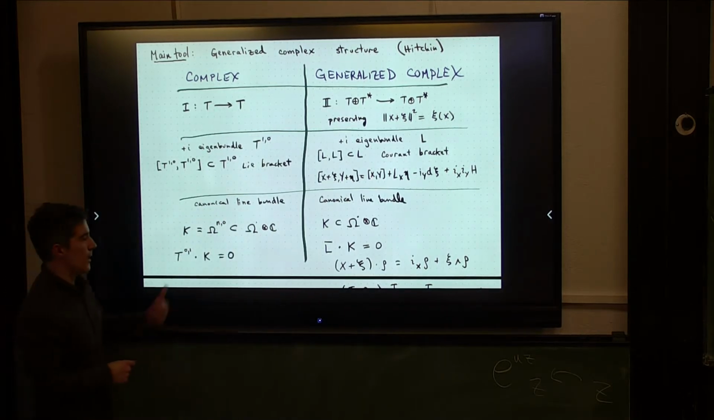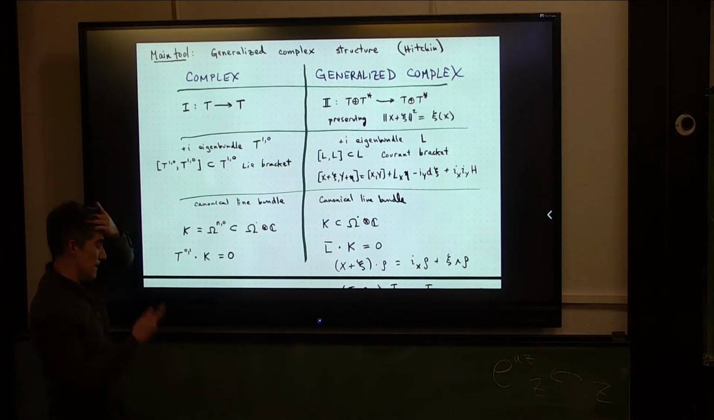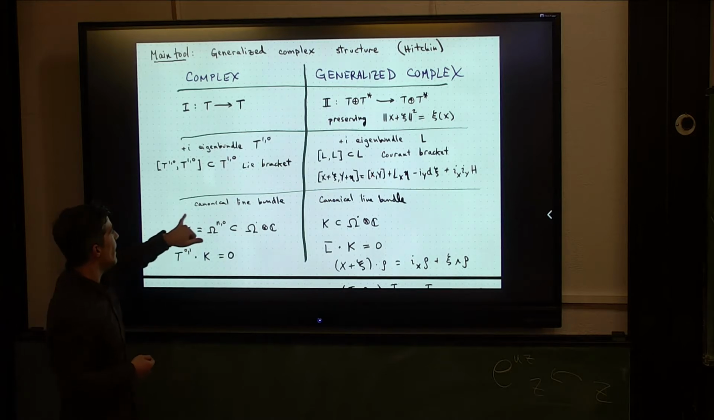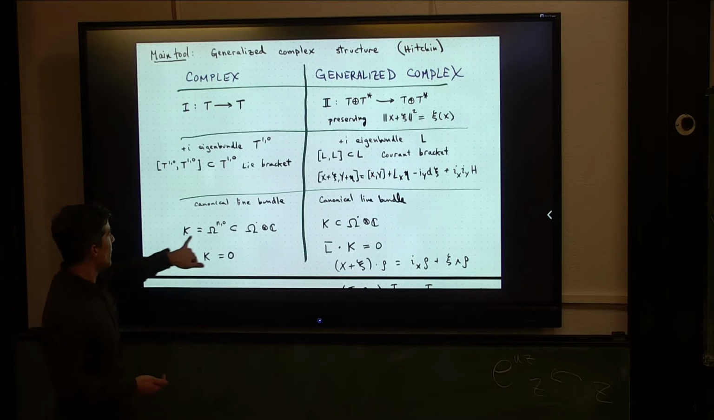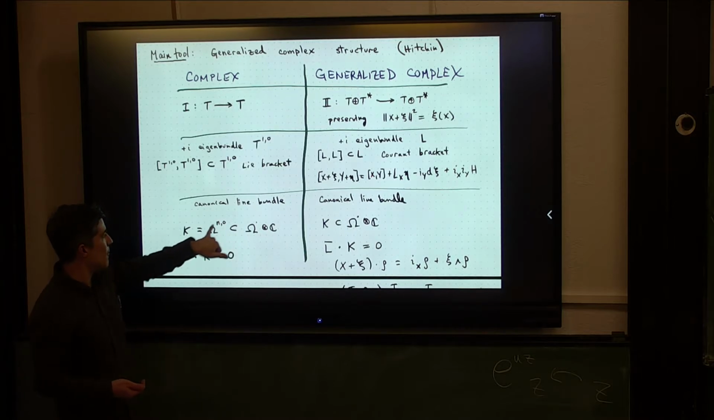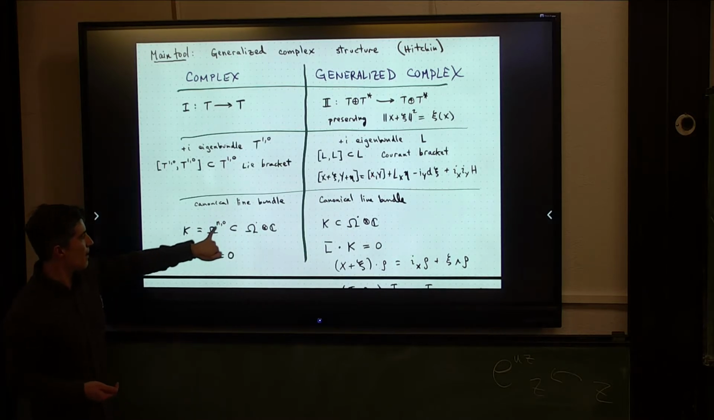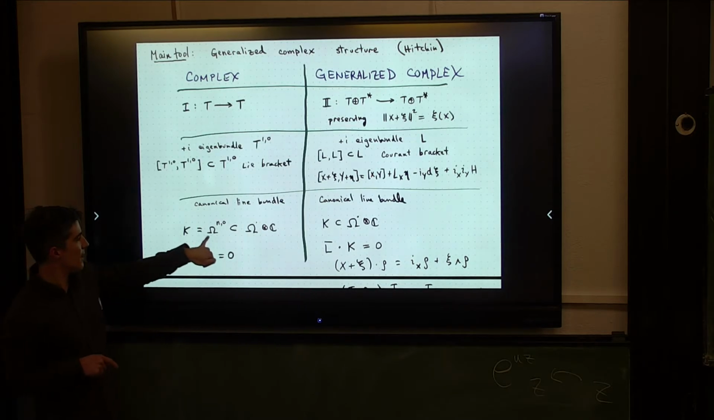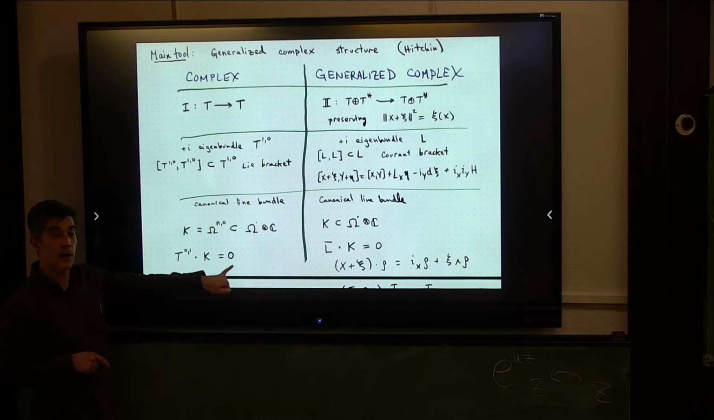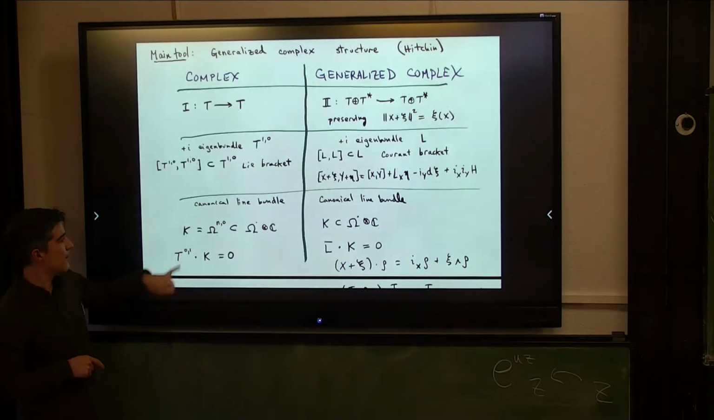And just to give you a sense of a little bit more detail, in the complex case, for a complex manifold, there's the very famous canonical line bundle, which is the bundle of (n,0) forms. And these (n,0) forms are characterized by the fact that when I take the interior product of the (0,1) vectors on this (n,0) form, I get 0. So this is an interior product here.